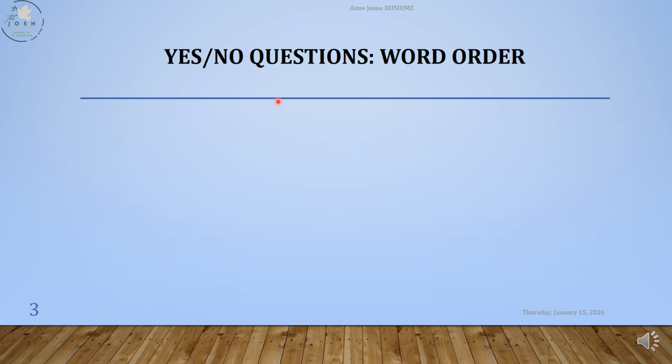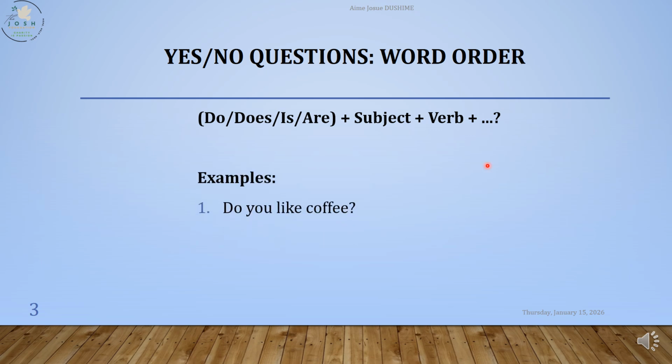The first one that we're going to look at is a yes/no question. Let's see the word order for that. We use do, does, is, are plus subject plus verb, and then you can continue with the complement when we ask a yes/no question. Let's say an example. Do you like coffee? You see we have do, you, like, and then a complement, coffee. Does she play tennis?